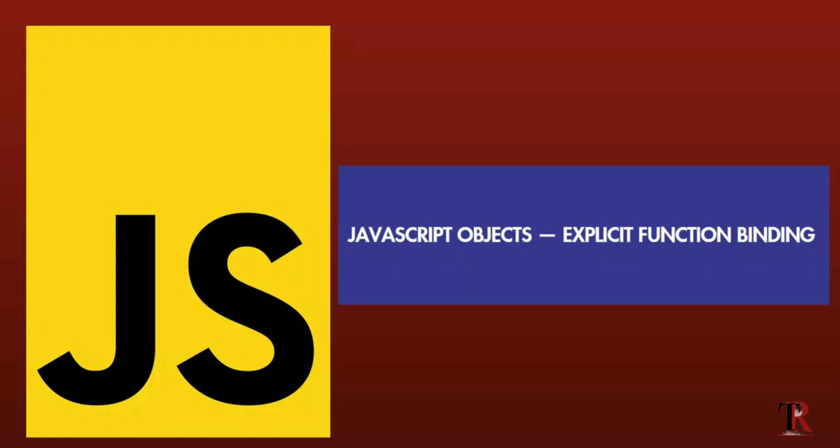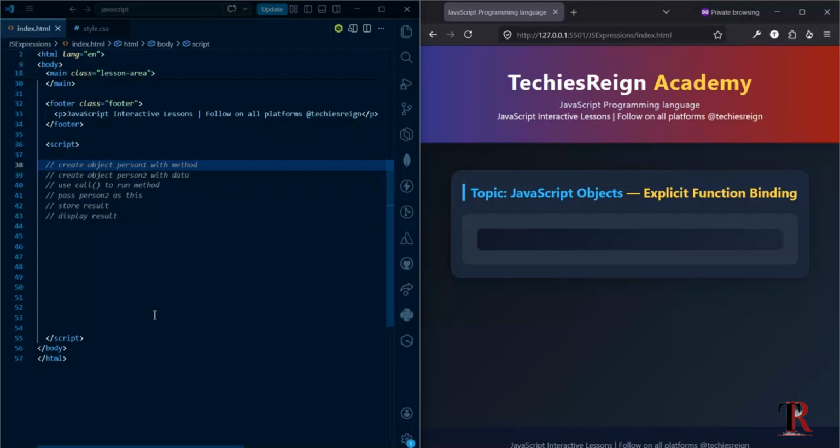Learn how to manually set what this refers to using the call method. In this example, we want to look at explicit function binding in JavaScript objects together. Before we start creating code, there is something that I want to quickly talk about. Though we are going to use it in the code creation, I want to point to it. And it is this call method that we have in step 3.